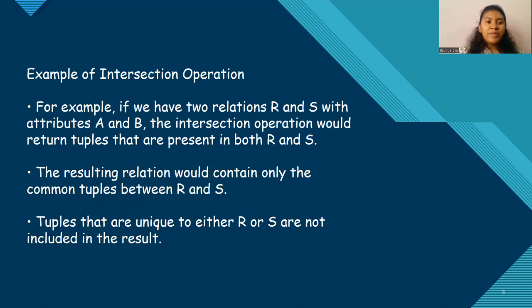So let's see an example for the intersection operation. If we have two relations R and S with the attributes A and B, the intersection operation would return the tuples that are present in both R and S. The resulting relation would contain only the common tuples between R and S. The tuples that are unique to either R or S are not included in the result.